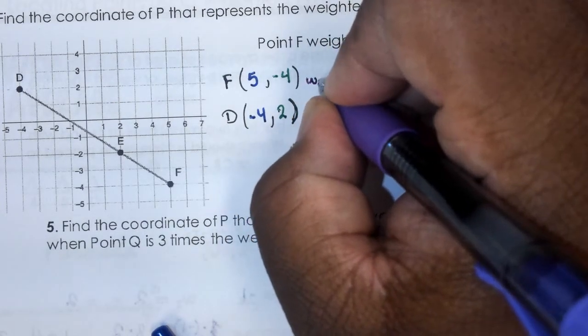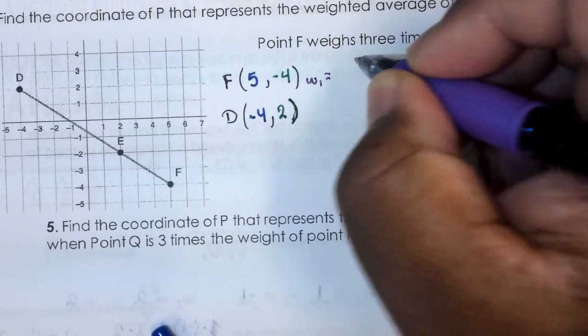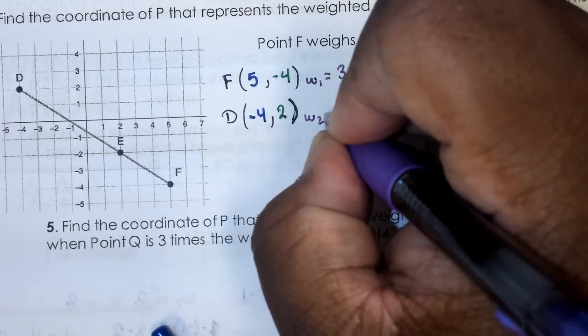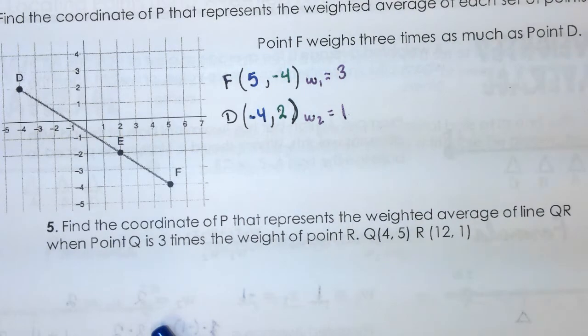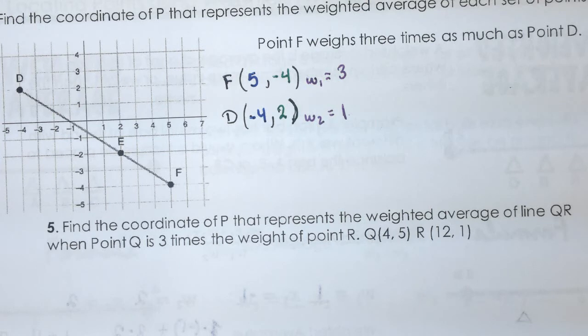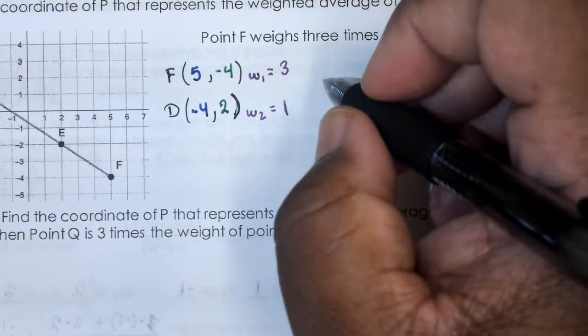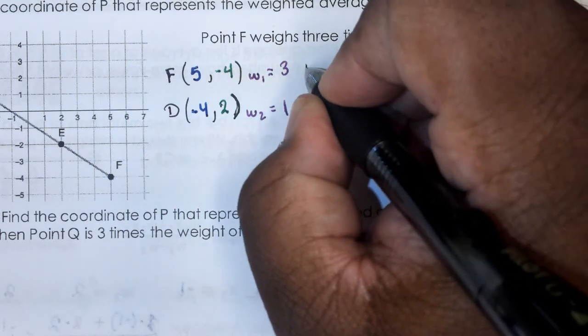So my weight 1 for F would be 3. Weight 2 for D would be 1. I don't want you to always think the other number is gonna be 1 though. So I'm gonna show you one where it ain't. You just gotta read. You can have one that's like 3 and 2, 4 and 3. They can do whatever weights they want. Just read and it'll tell you what they're doing. So don't get used to one number being 1. That's not an actual thing.